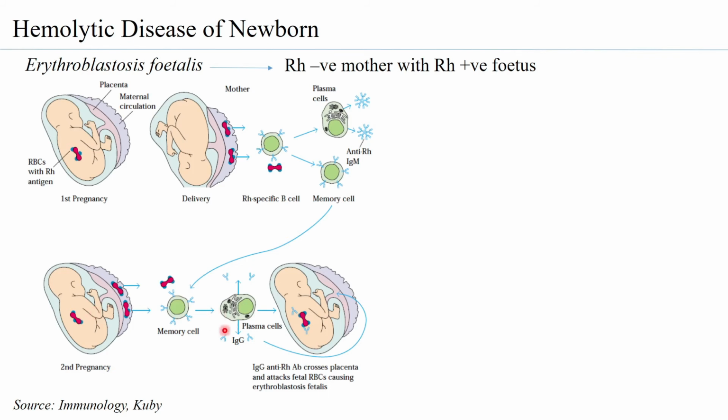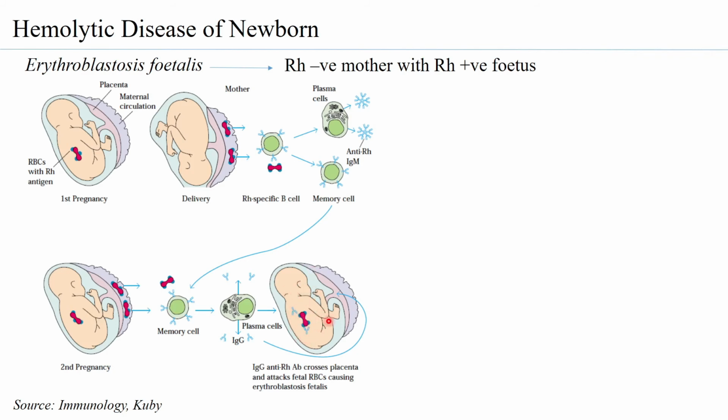So in this case, what is going to happen? Antibodies that are produced by the plasma cells, that is IgG, which are very highly specific for the Rh factor, would actually pass through the placenta and enter the fetus, and in the fetus it is going to bind to the Rh factor and destroy the RBCs of the child.